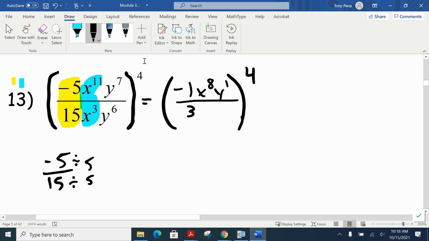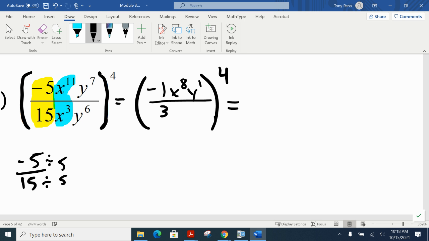Now it's a lot easier to go ahead and raise everything to the 4th power. Do that real quick. So everything now gets raised to the 4th power, and that should end up being our final answer, whatever you get.